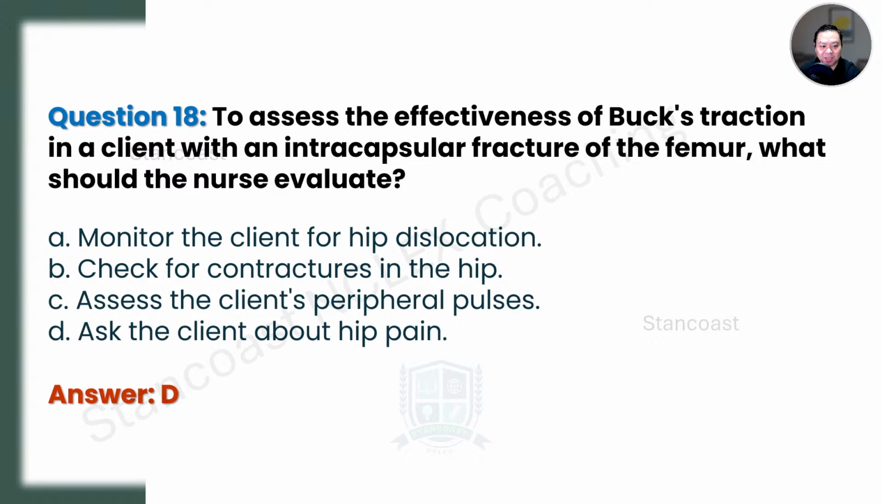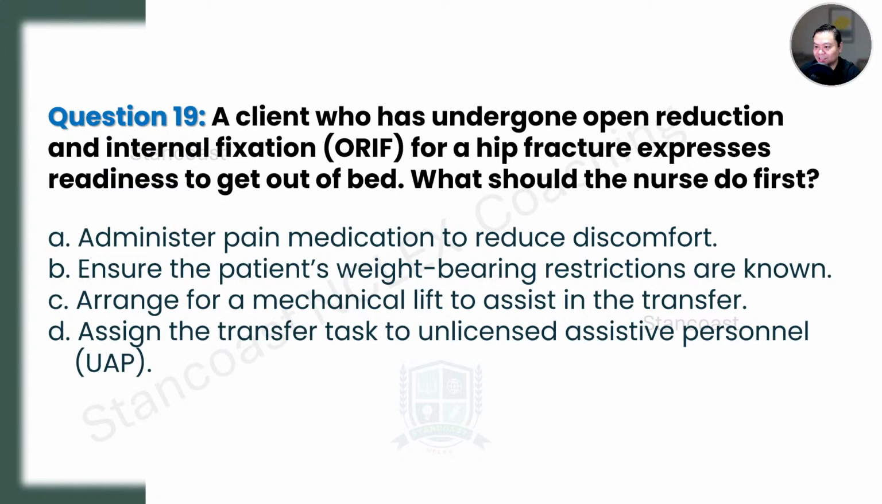All right. And we have our last item of the day. A client who has undergone open reduction and internal fixation for a hip fracture expresses readiness to get out of bed. What should the nurse do first? A, administer pain medication to reduce discomfort. B, ensure the patient's weight-bearing restrictions are known. C, arrange for a mechanical lift to assist in the transfer. And D, assign the transfer task to unlicensed assistive personnel.